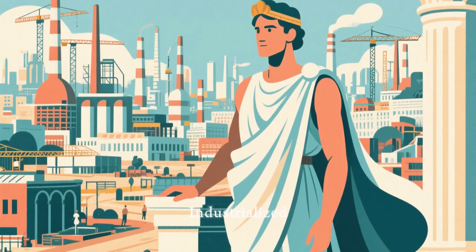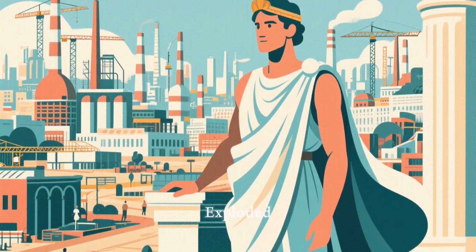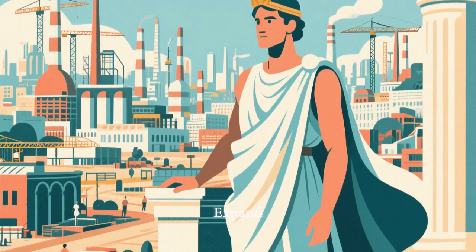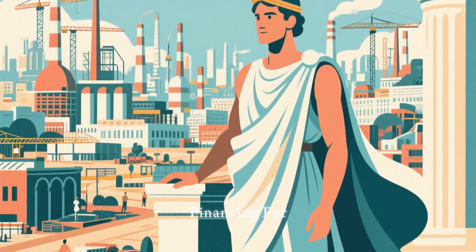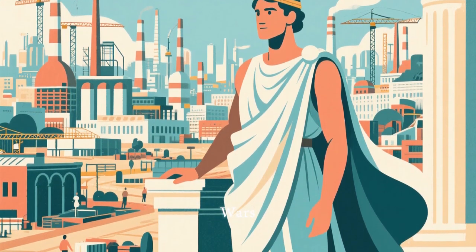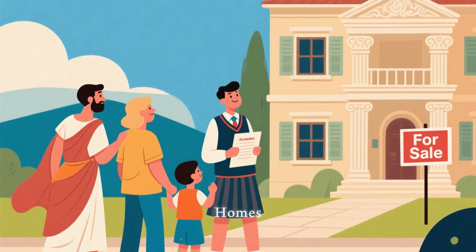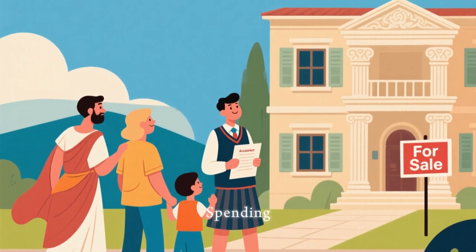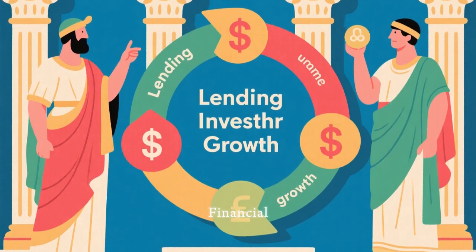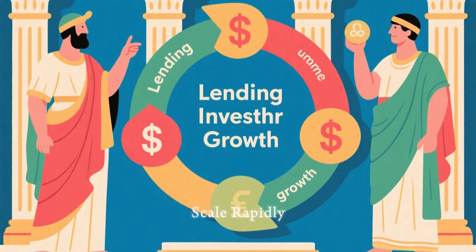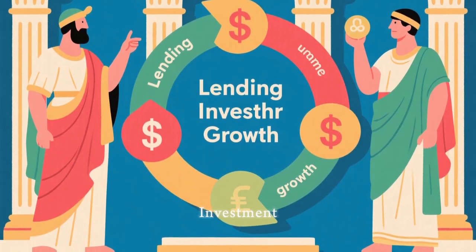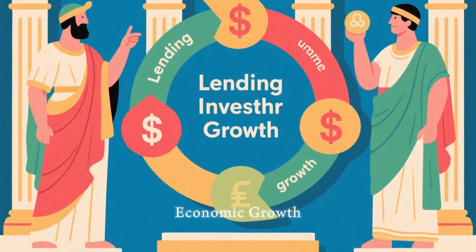As economies industrialized, the demand for credit exploded. Businesses needed loans to expand. Governments needed financing for infrastructure and wars. Consumers began borrowing for homes, education, and spending. Fractional banking allowed the financial system to scale rapidly. More lending meant more investment. More investment meant faster economic growth.